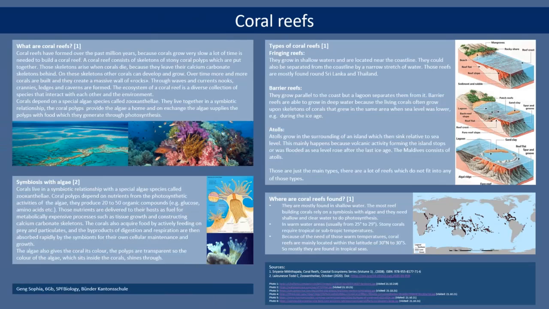So where are coral reefs found? They are mostly found in shallow water because most reef-building corals rely on the symbiosis with the algae. Deep under the water, no sunlight shines through, and the algae can't do photosynthesis.